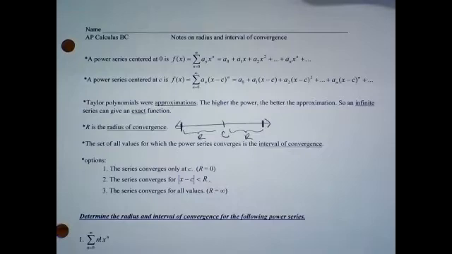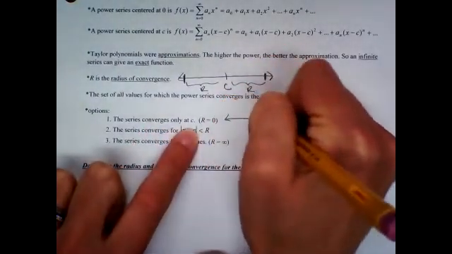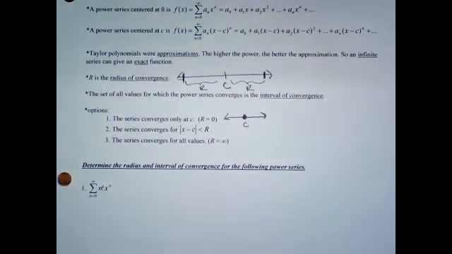The set, so that's that distance. The set of all values for which the power, it's called a power series when you take it out forever. The set of all those values is called the interval of convergence. So here's the ways that this can turn out. It could converge only at C. So literally just C and that's it. That's like the only value it would converge at.